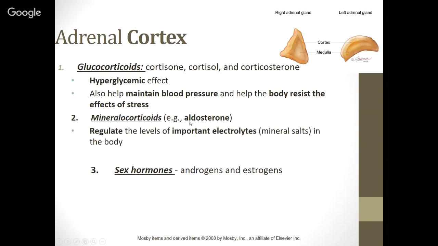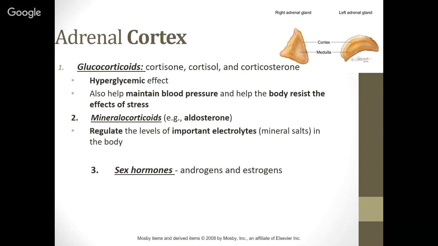Glucocorticoids are cortisone, cortisol, corticosteroid. They have a hyperglycemic effect, so they're going to put more glucose into the bloodstream. It's one of the reasons we don't like to use steroids. Cortisone is a steroid, prednisone is a steroid. We don't want to use steroids when we have a diabetic animal, diabetes mellitus, of course, because it will put more glucose into the bloodstream. Glucocorticoids also help maintain blood pressure and help the body resist the effects of stress. So they are very important.